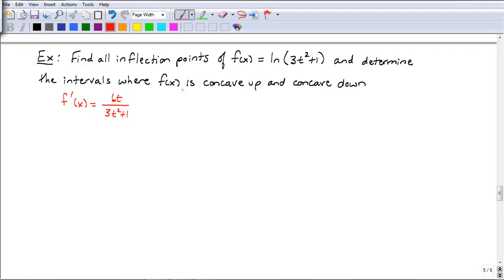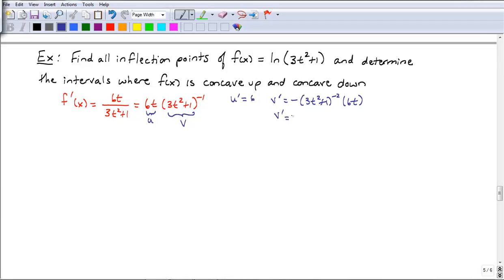So there's the first derivative. But I need to find the second derivative. So I'm going to rewrite this so I don't have to use the quotient rule. I don't really like the quotient rule. So I can write the denominator as that to the negative first power, and then I can do u and v. U will be 6t, and v will be 3t squared plus 1 to the -1. Well, u prime is going to be 6, and v prime is going to be negative 3t squared plus 1 to the -2 times 6t.